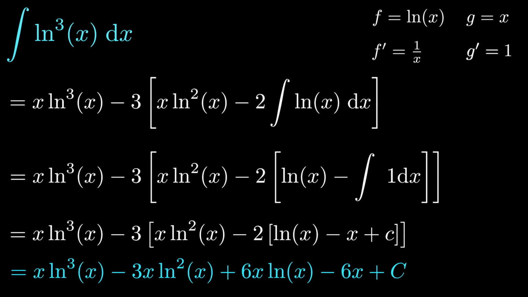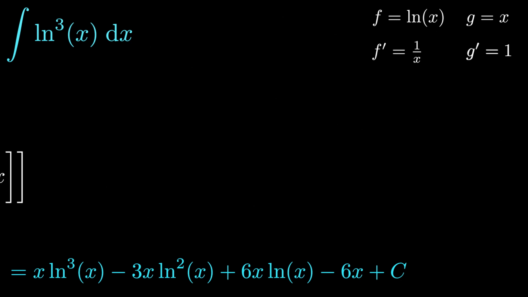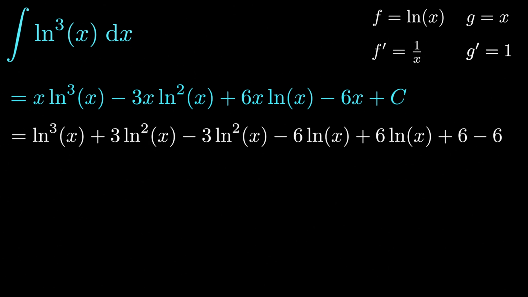But how do we know that our expression is correct? Well, we can differentiate our expression using the product rule and the chain rule. Now, I won't go through all of the steps of differentiating our final answer, but I'll list all of the terms once they've been differentiated on the screen. As you can see, a lot of them cancel out, and we're just left with the natural logarithm of x cubed. So this confirms that we have the correct answer.